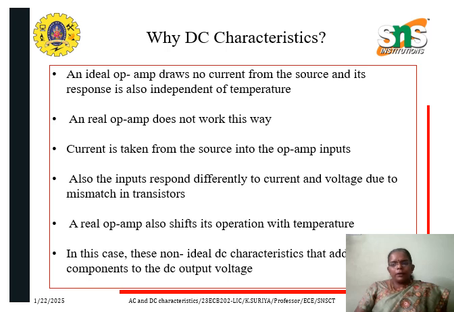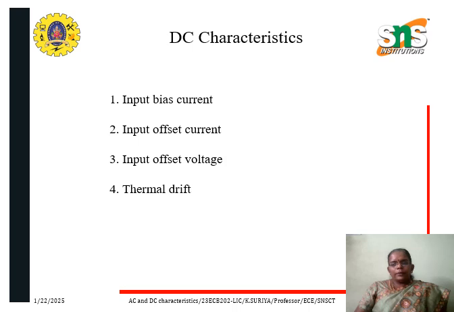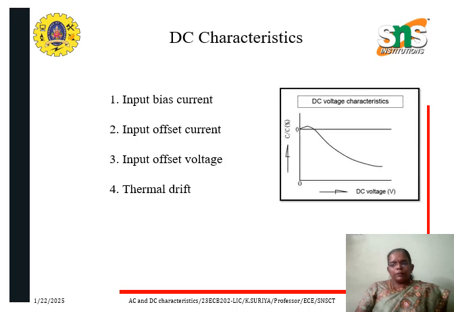In an ideal op amp, it draws no current from the source and its response is also independent of the temperature. But a real op amp does not work in this way. Current is taken from the source into the op amp inputs. Also, the inputs respond differently to current and voltage due to mismatch in the transistors. So a real op amp also shifts its operation with the temperature. So DC characteristics are input bias current, input offset current, input offset voltage, and thermal drift.